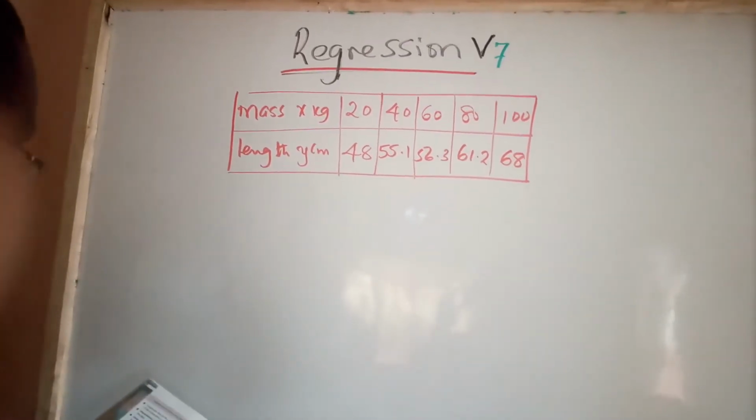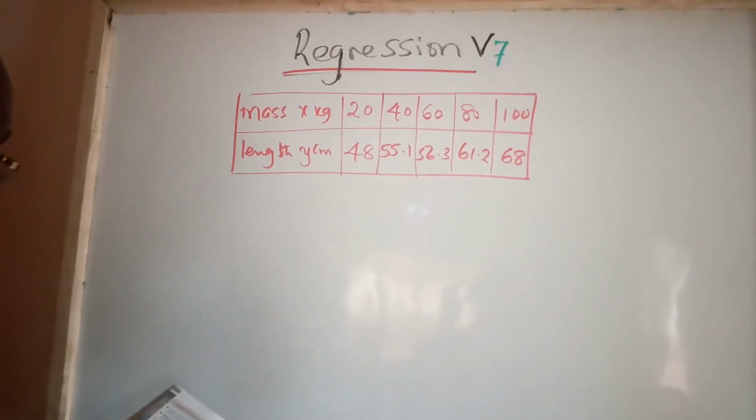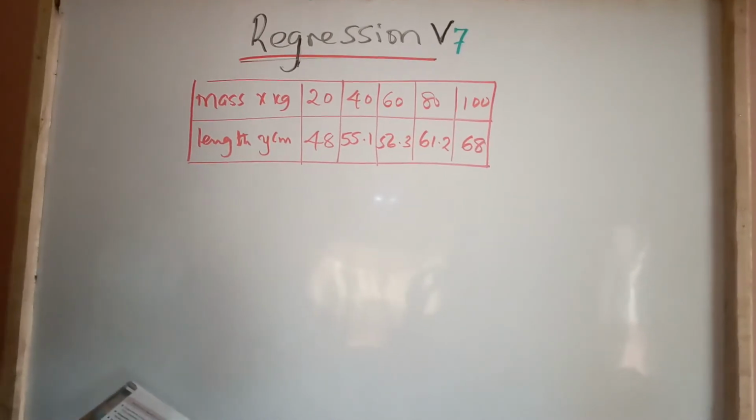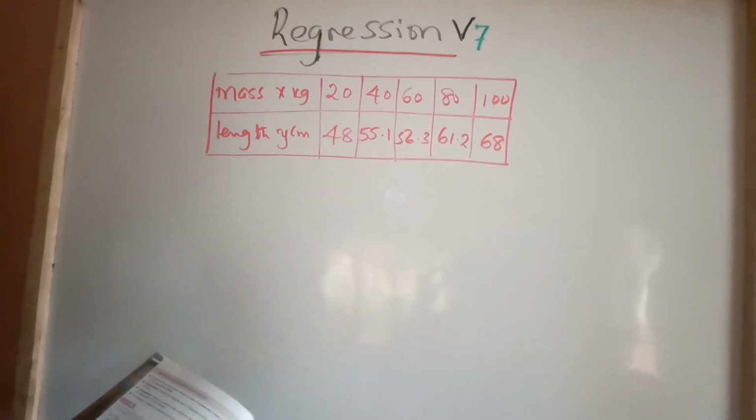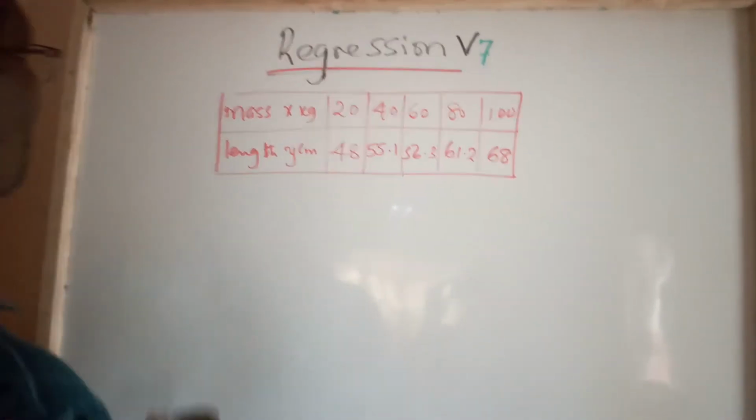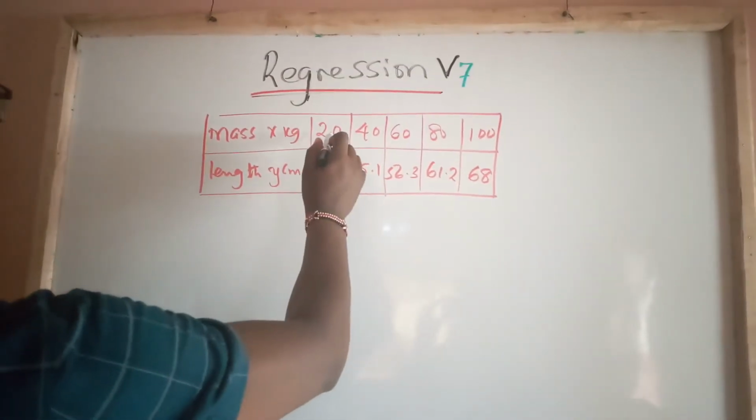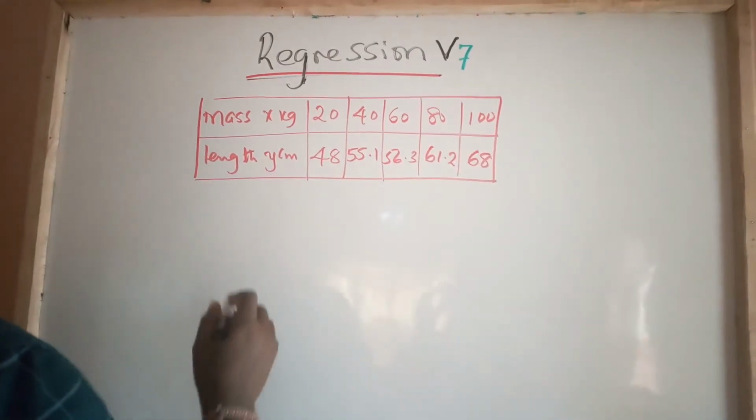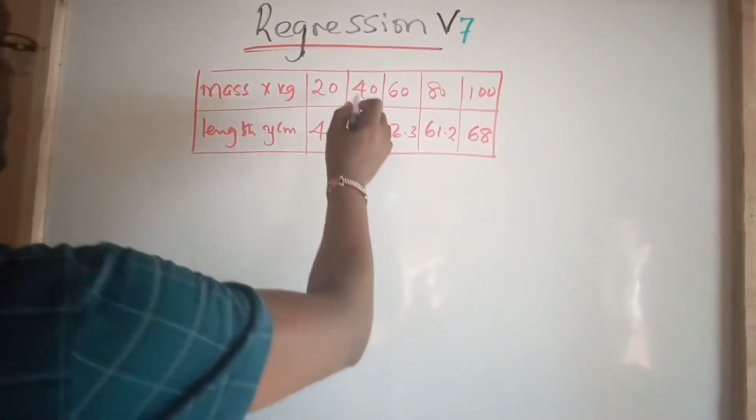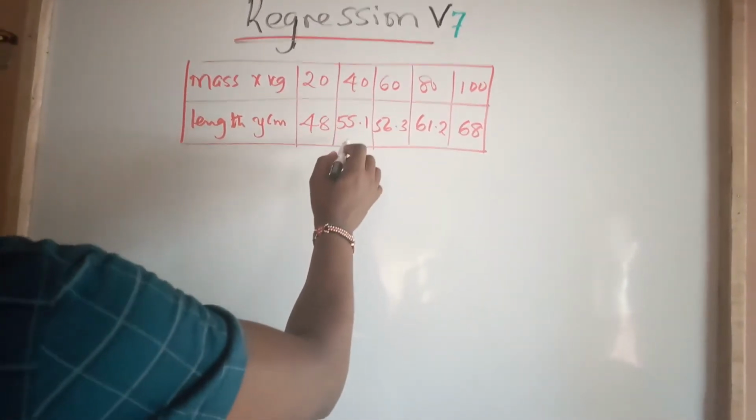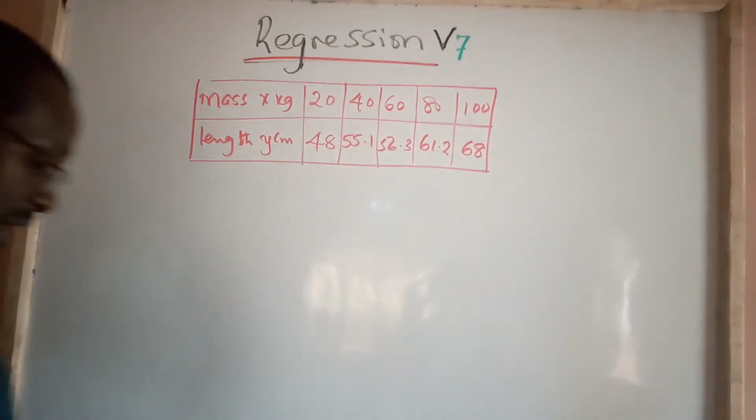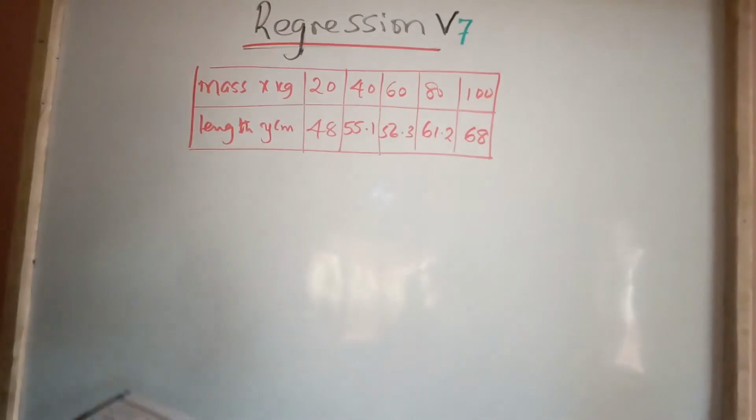We are told that the results from an experiment in which different masses were placed on a spring and the resulting length of the spring measured are shown below. The table shows when a mass of 20 kg is placed on a spring, then the length of 48 centimeters is registered. When a mass of 40 kg is placed, then the length of 55.1 centimeters is registered.